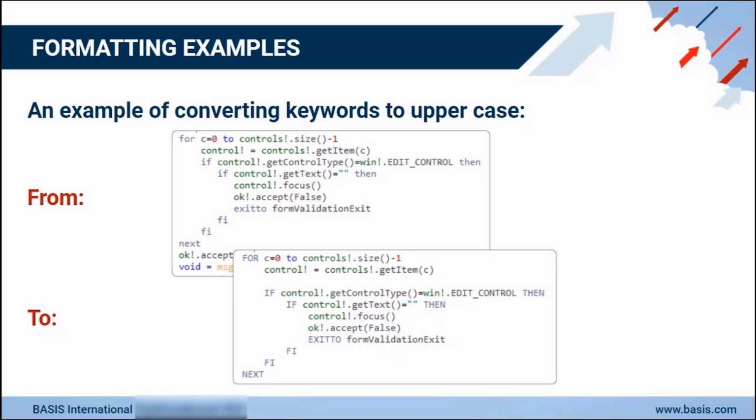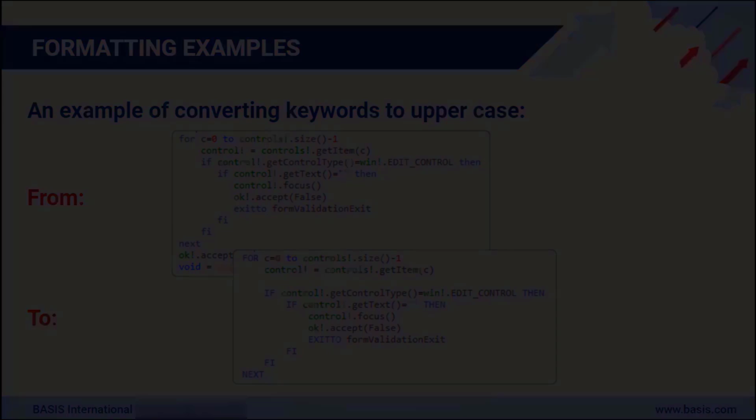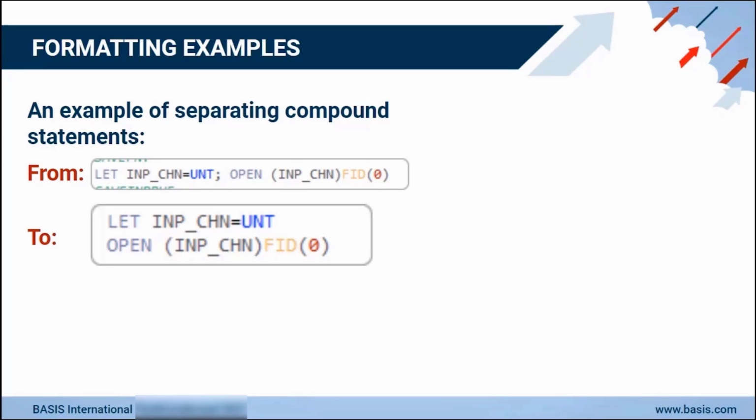We have the from for an example of a piece of code that was not using uppercase keywords, and then once formatted, the to box shows us how it would look if all those keywords were uppercase, such as the if and the fi and the next and the then. And you can see for yourself that in some cases that makes your code more readable, and that's available for you to use. Here's an example of separating compound statements, where you have 2 statements on one line separated by a semicolon. The from shows that in a BBJ code editor, and then once you've formatted, the to shows what it would look like as 2 separate lines of code.